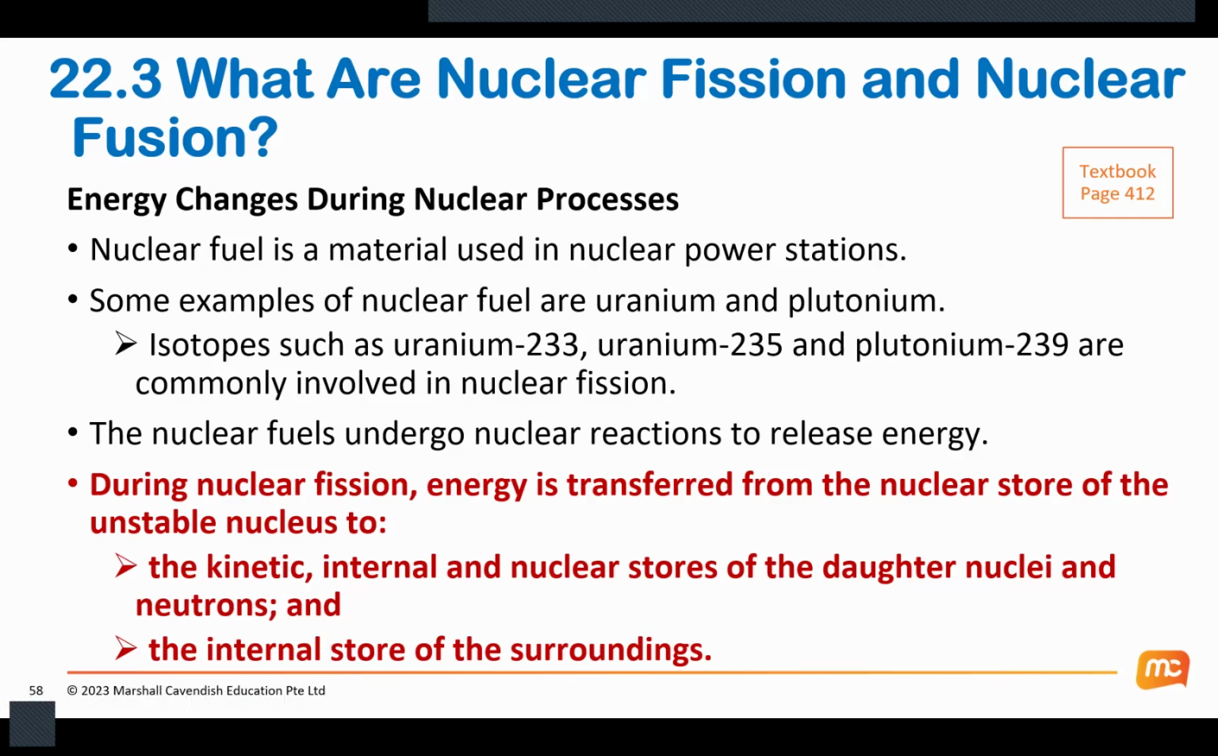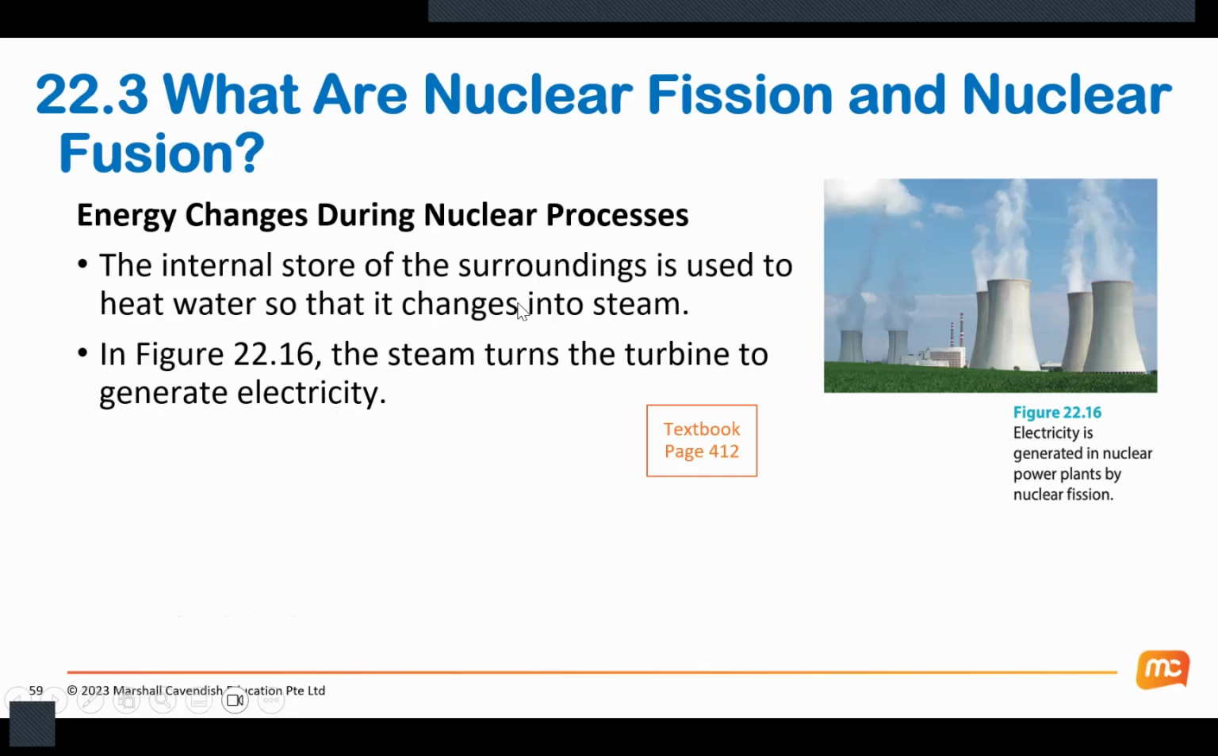the surrounding as heat. And then how do we use it in the generation of electric power? Instead of using fossil fuels to burn, to generate heat or to generate steam to turn the turbines, we are using this kind of reaction, nuclear fission reactions, to generate a lot of heat. This heat is then used to produce steam, and then the steam is used to turn the turbine to generate electricity. So these are examples of nuclear power plants.